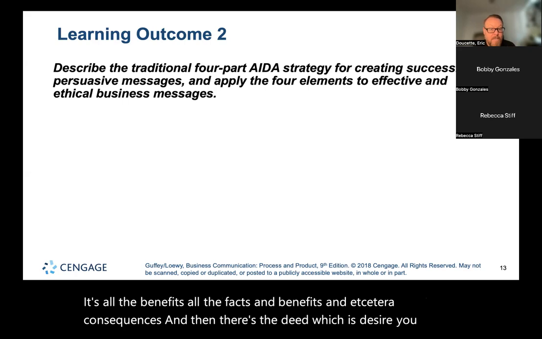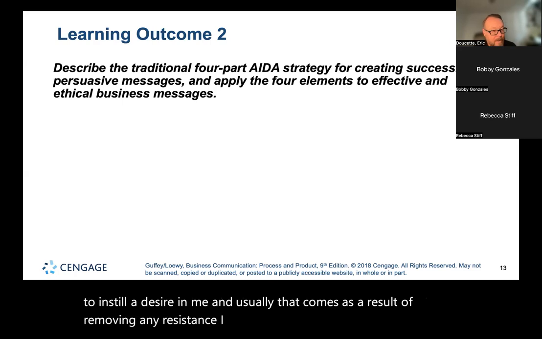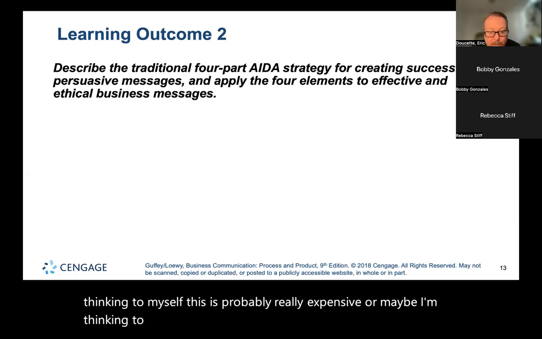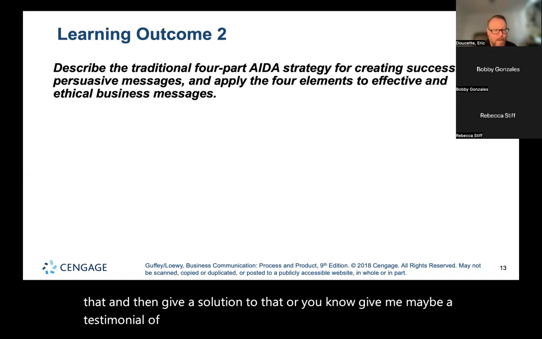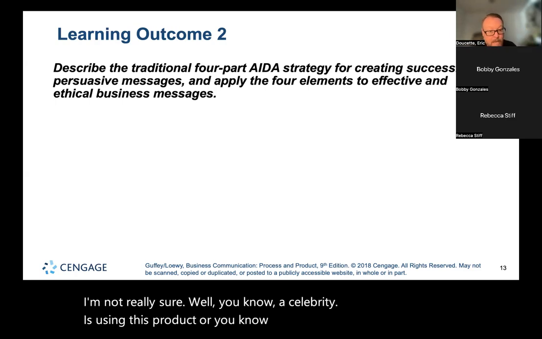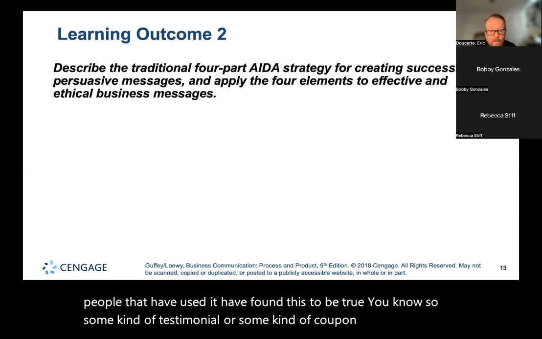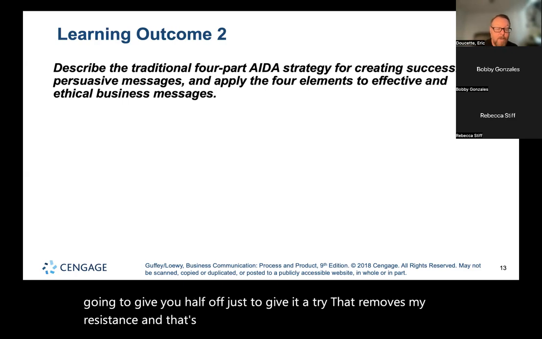And then there's the D, which is desire. You want to instill a desire in me, and usually that comes as a result of removing any resistance I might have. And maybe I'm thinking to myself, gosh, this is probably really expensive, or maybe I'm thinking to myself, I don't have time for that. So if you can anticipate that and then give a solution to that, or give me maybe a testimonial of somebody, that sounds really good, but I'm not really sure. Well, a celebrity is using this product, or did you know that 10 out of 20 people that have used it have found this to be true. So some kind of testimonial or some kind of coupon, even, hey, we're going to give you half off just to give it a try. That removes my resistance, and that creates a desire.